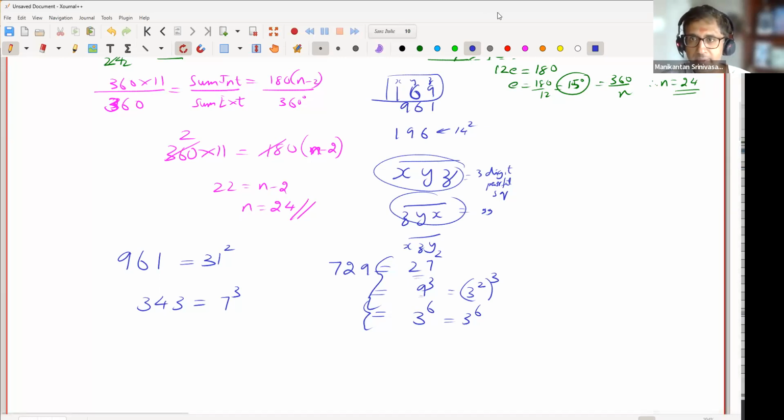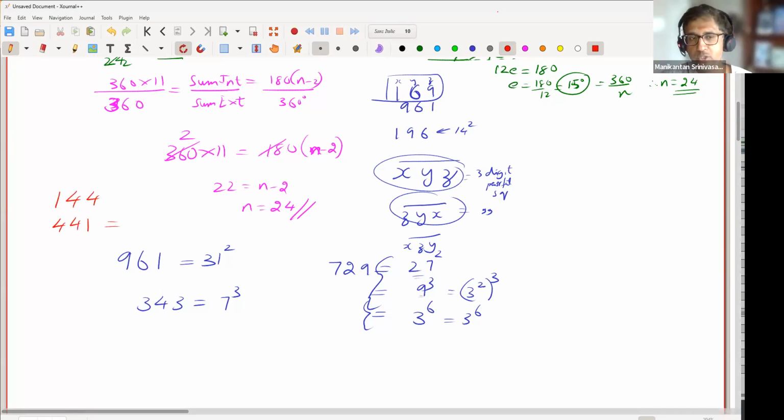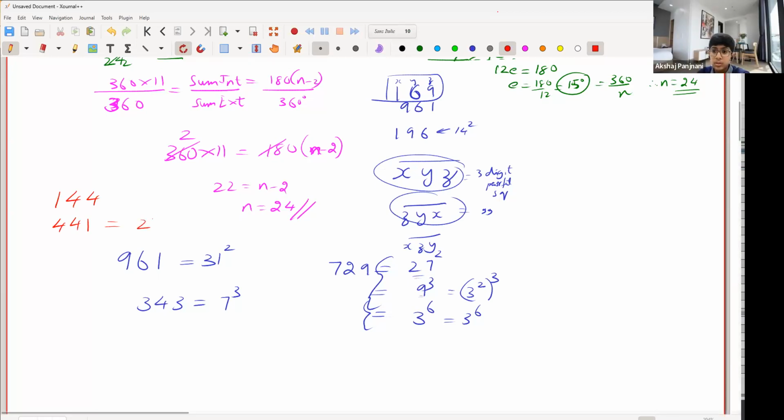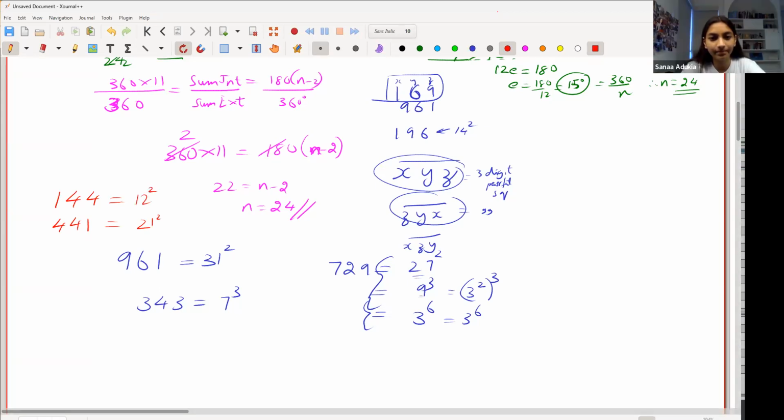Yeah, Ashi, go ahead. So 144 and 441. Excellent. 144 and 441. Akshaj, 441 is which square? 21. Okay. And 144, Sana, is? 12 square. Okay. All right. Arnav, next question. You ready? Yes, sir.